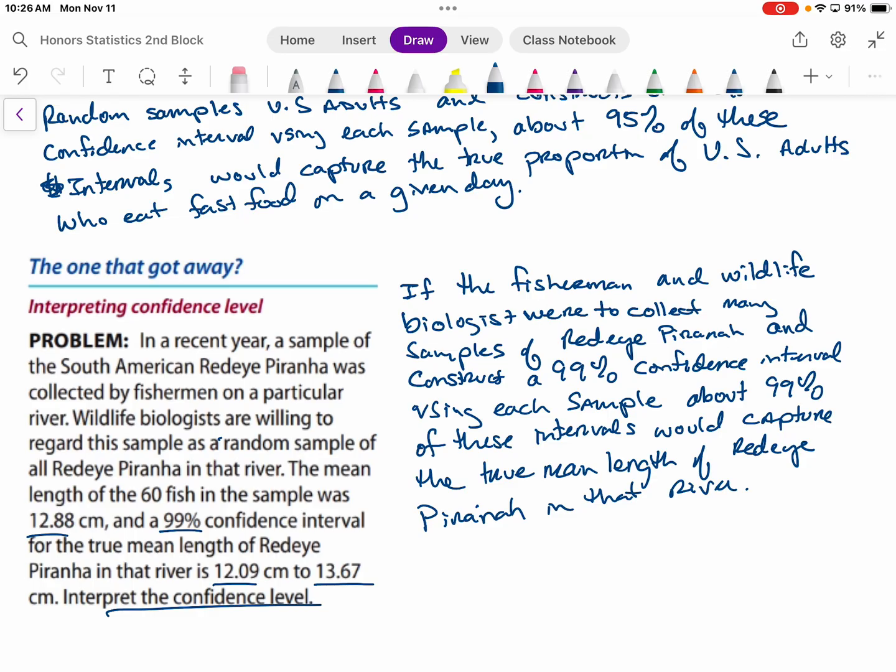There's always shorter ways to do it. You know, if many samples of red-eye piranha were collected and we constructed a 99% confidence interval using each sample, about 99% of these intervals would capture the true mean length of red-eye piranha in that river. So there's ways to shorten it down, but I wanted to make sure I try to keep as much context.